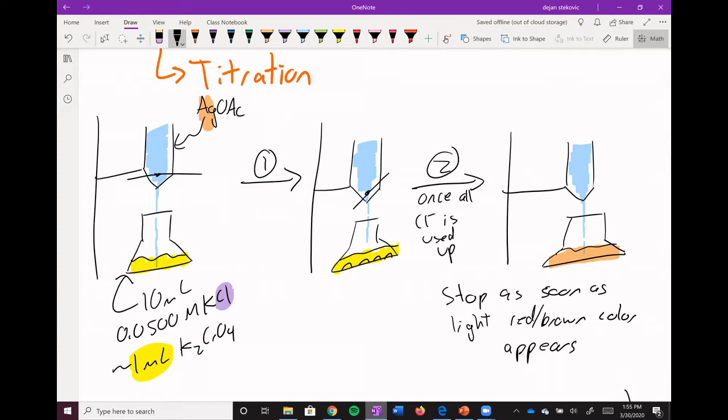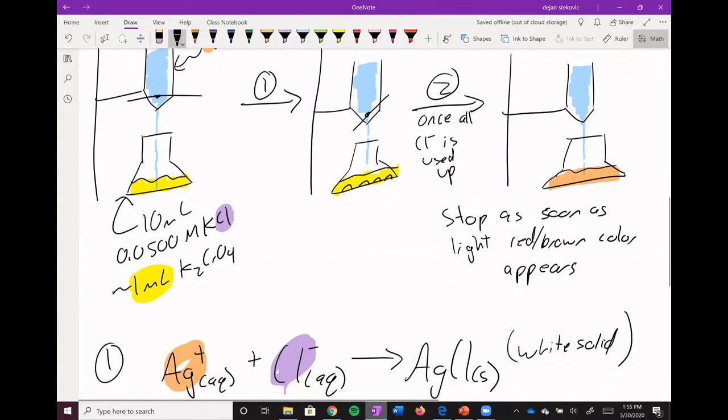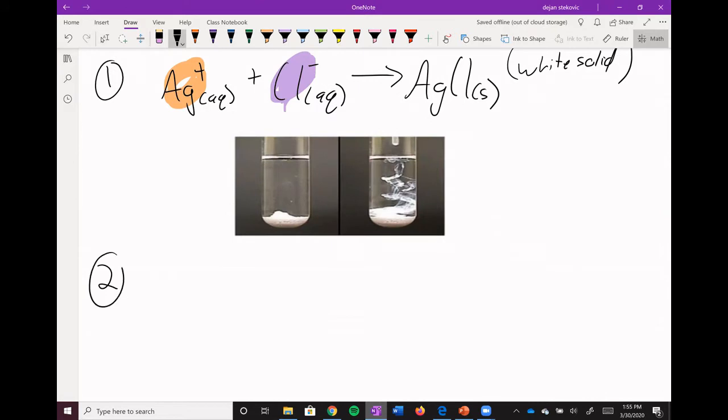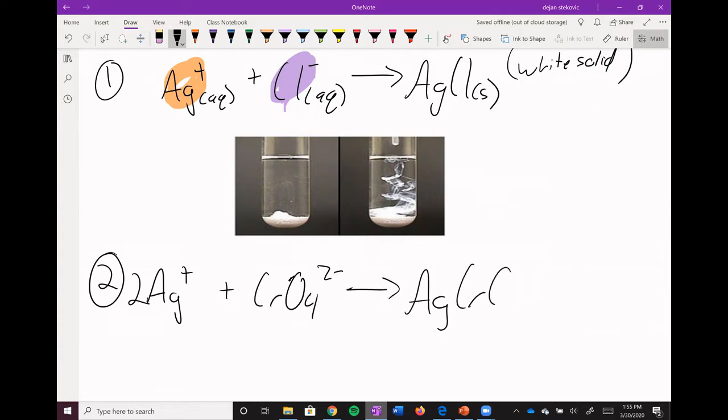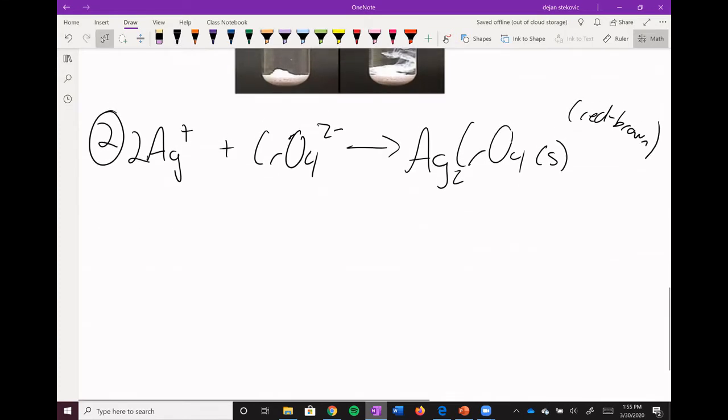And what's going on is now you've used up all the chloride, right? All the chloride is used up. So now you're having another reaction. This is going to be between the silver and the chromate. So under step 2, some silver is going to react with the chromate to form silver chromate as a solid. And this is a red-brown solid. So this only happens once all the chloride is used up. Once the chloride is used up, then we're going to precipitate out some red-brown silver chromate, and that's going to be your endpoint indicator.